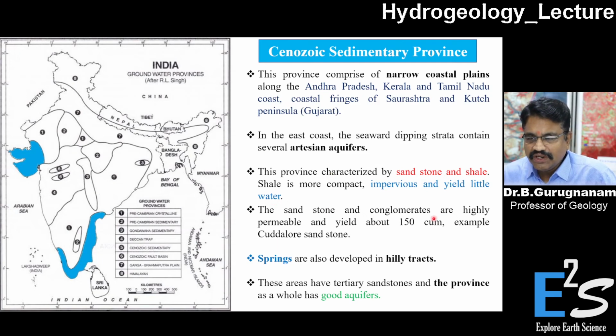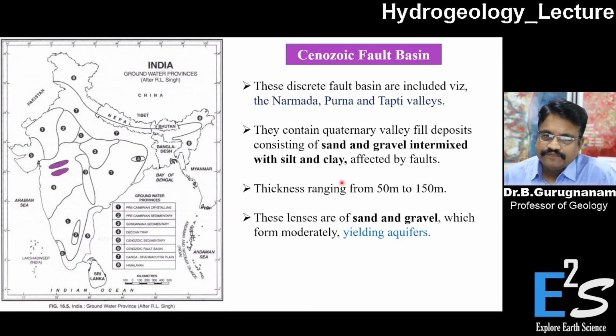The sandstone and conglomerate are highly permeable and yield about 150 cubic meters. Example, Cuddalore sandstone. Springs are also developed in hilly tracts. These have tertiary sediments and sedimentary rocks. This supplies a good amount of water, but near the coast, seawater intrusion is an issue in most of the areas nearby. But in general, it is a good aquifer.